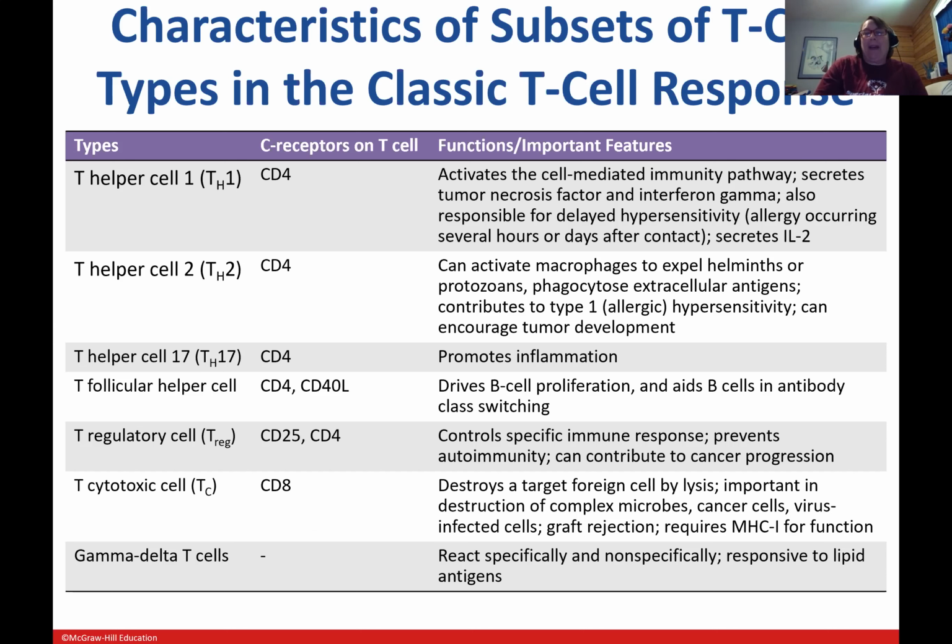And then we have these kind of strange bird T cells called gamma delta T cells, and they react both specifically and non-specifically. So this is the one that's kind of sort of innate immune system, sort of adaptive immune system, and it's kind of an odd bird. Again, we're not going to talk a huge amount about it, but it is one of the class of T cells, and so we need to at least mention it. It tends to be specifically responsive to any lipid-based antigen.